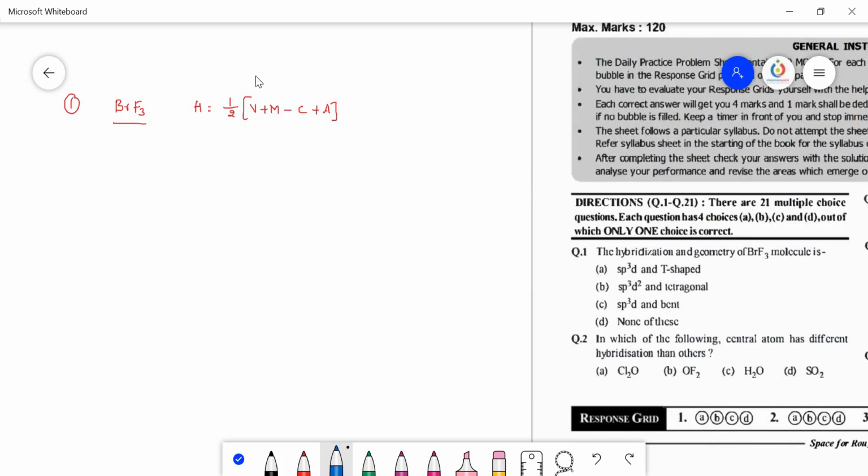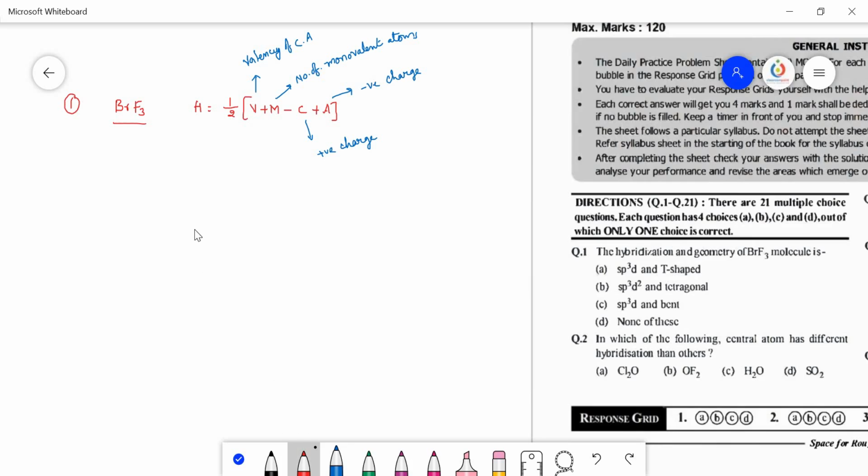Here V stands for the valency of the central atom. M stands for the number of monovalent atoms. Monovalent atoms means the atoms which form only single bonds, not double bonds or triple bonds. C stands for the positive charge, that is the cation, and A stands for the negative charge, the anion.